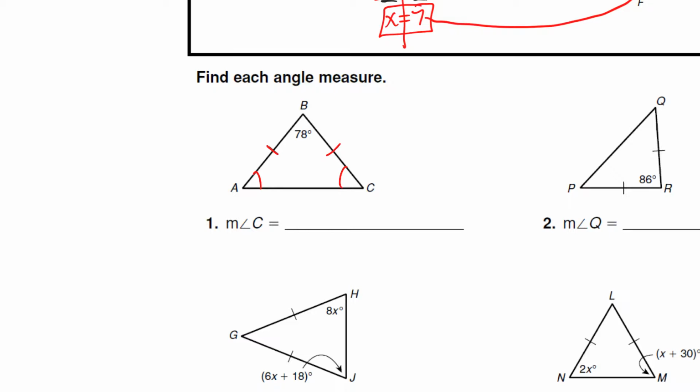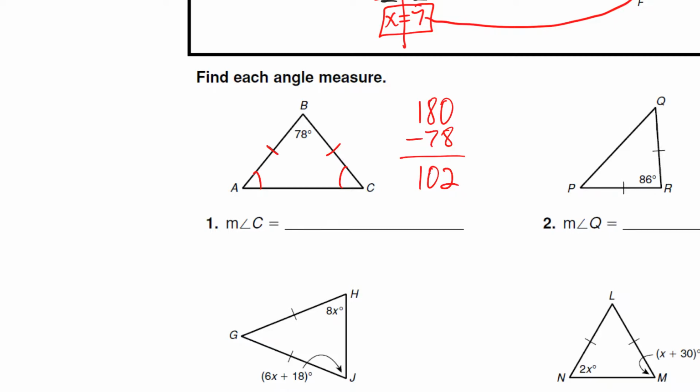Find the measurement of A, 180 divided by... 180. Okay, so I'm going to do 180 minus 78. That's that vertex angle up there, angle B. So 180 minus 78 is what? 102. Now that's 102 degrees to split between A and C. Okay? So 102 degrees is what I have left to split between A and C.